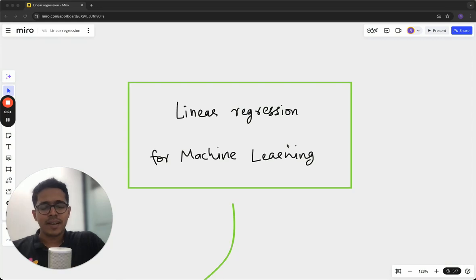Today we'll be learning linear regression. We'll try to understand the basic theory behind implementing a linear regression. We will also actually implement it using code from scratch and also learn how to use packages.